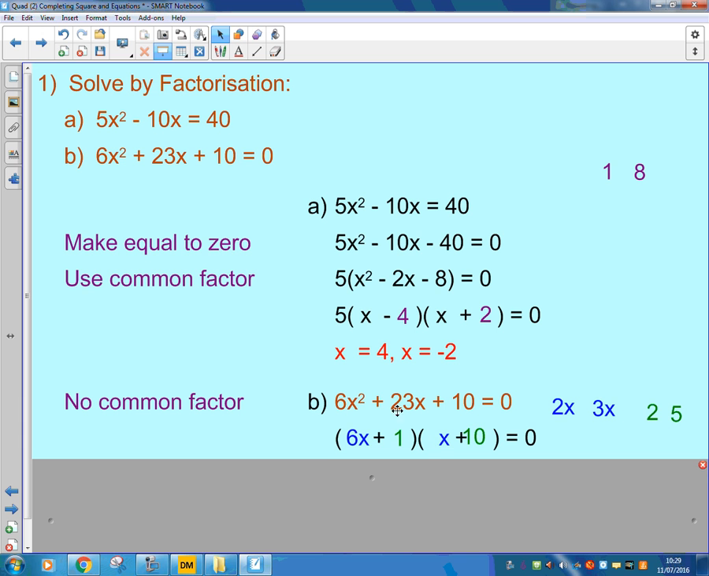6x, x can't come to 23x. The other way round, you can actually see it. You don't need to put the numbers in. You'll be able to see 6x, 10x can't come to 23x. So you can see straight away that that's not working.